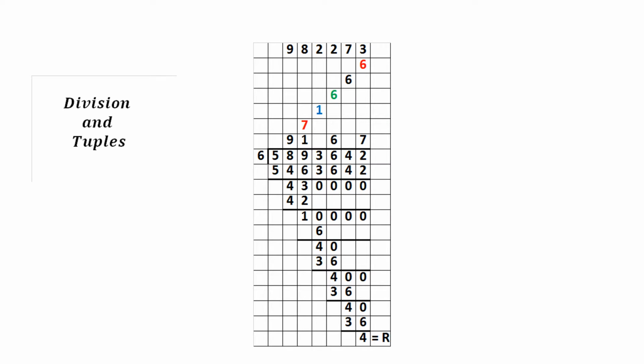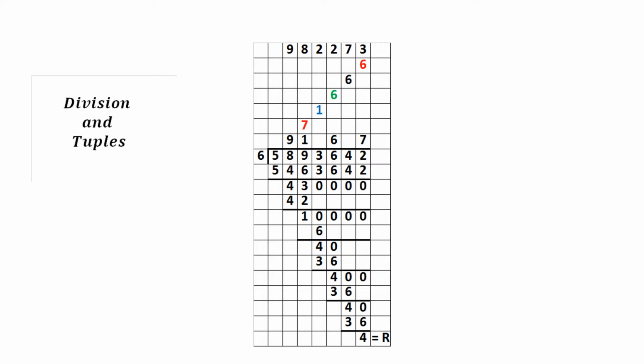Okay, our division now will be done with tuples. The 6 is going to go into 58 9 times. That's 54. The remainder is 4. Then we go 6 into 9. That goes 1 time. And the remainder is 3. 6 doesn't go into 3. 6 goes into 36 6 times. And that's 36. The remainder is 0.